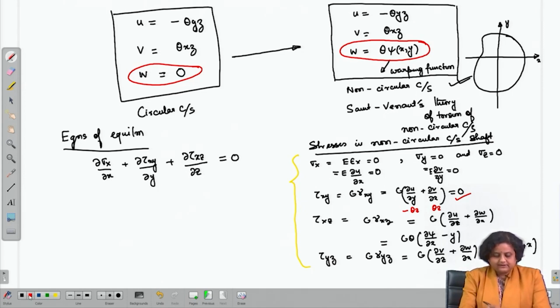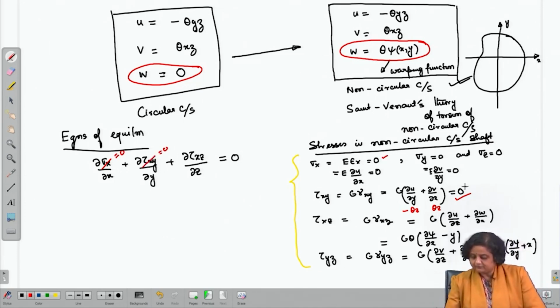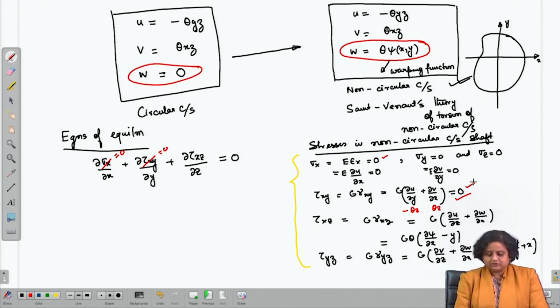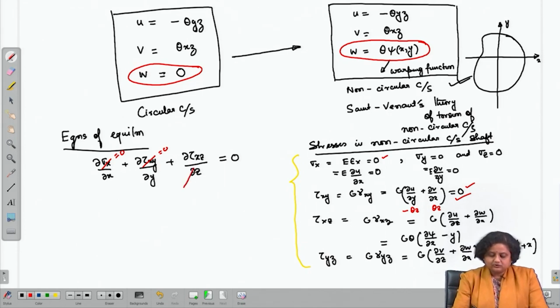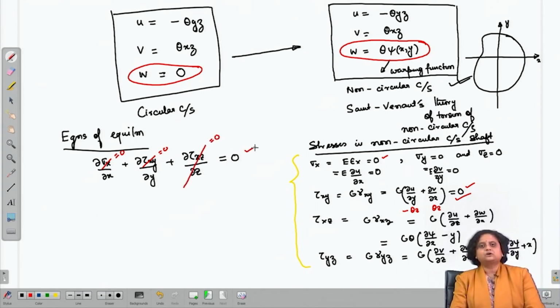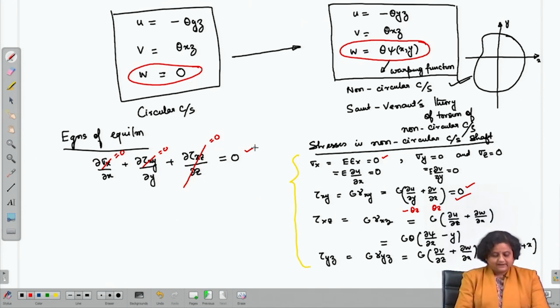Now, out of this I know that sigma x is equal to 0. Tau xy is equal to 0, that also I have seen from here. Now, tau xz is not a function of z. So, as you can see, this is not a function of z and this is just y. So, this whole thing is equal to 0. So, the first equation of equilibrium has been satisfied.